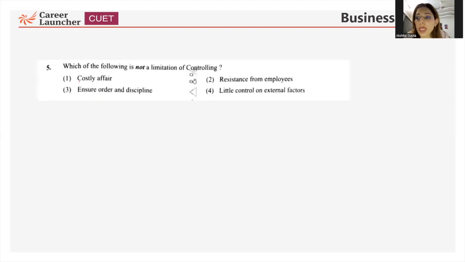Then which of the following is not a limitation of controlling? Costly affair. We all know that small enterprises are not able to afford the controlling system, resistance from employees, and little control on the external factors. So ensure order and discipline is one of the importance of controlling, not a limitation. So here the answer is option 3.